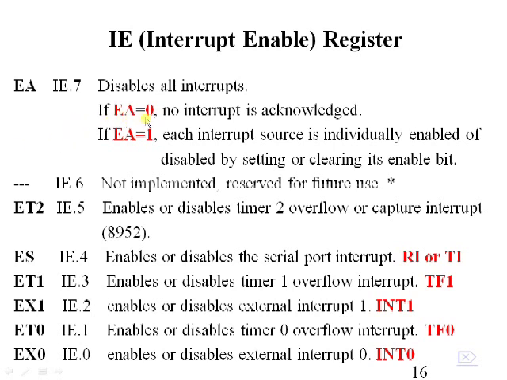Let us see here, EA equals 0, so no interrupt is acknowledged. If EA is 1, each interrupt source is individually enabled or disabled by setting or clearing its enable bit. So this should always be 1 for generating any kind of interrupt. After making it 1, then we have to program any one of these bits to 1 to select or to enable any one of these interrupts.